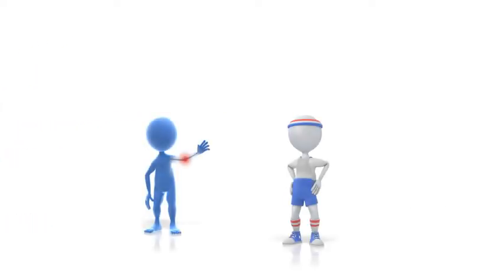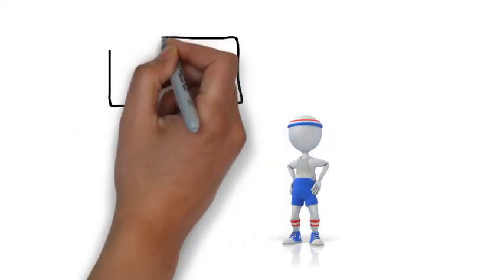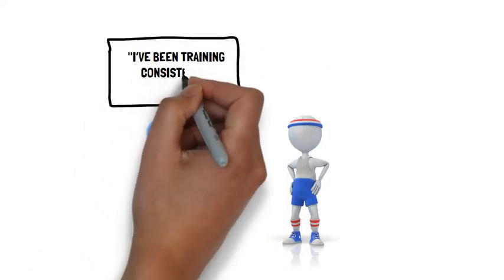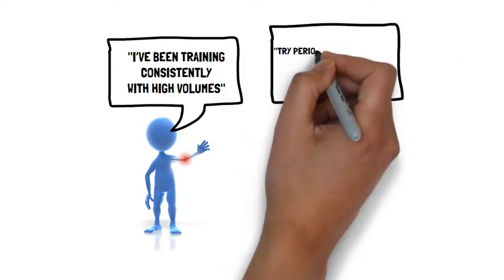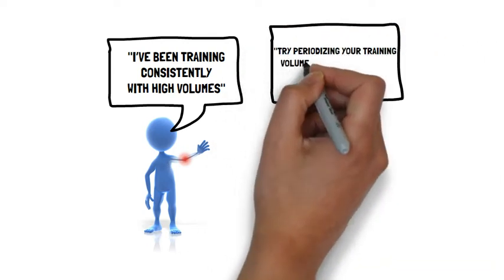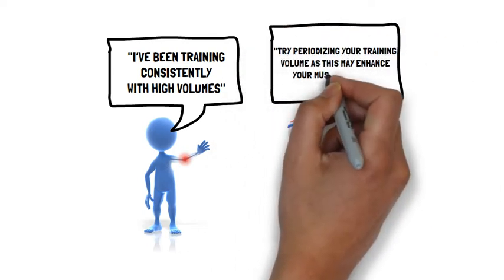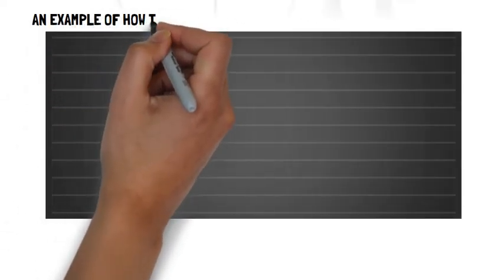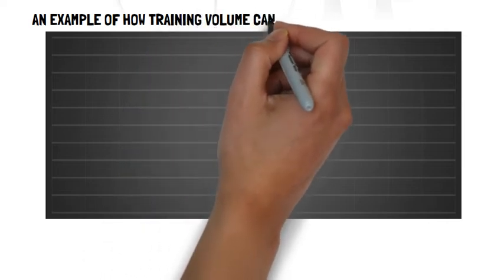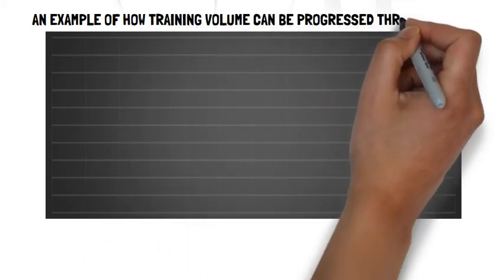Training consistently with higher volumes has been claimed to accelerate the potential onset of overtraining. So it makes sense that periodizing your training volume may enhance hypertrophy. As a result, we will now look at an example number of sets per muscle group per week and how volume can be manipulated and progressed over the course of a training year.